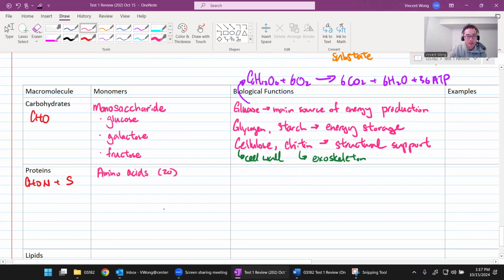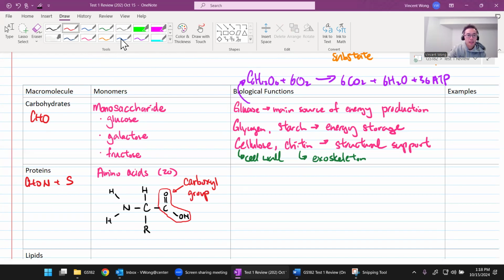Amino acid, right? And there are 20 of them. Okay, I'm not going to ask you to draw anything on the test, but you should recognize what an amino acid looks like. I know it's a lot of stuff, but that's the pre-health program. This is the carboxyl group. And then over here, that's the amino group.